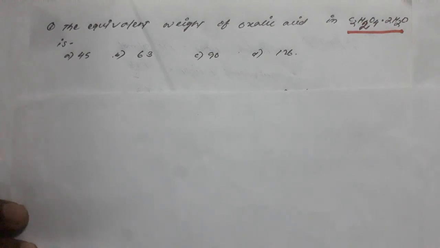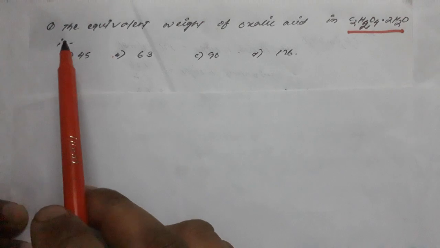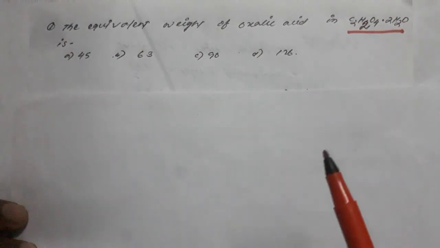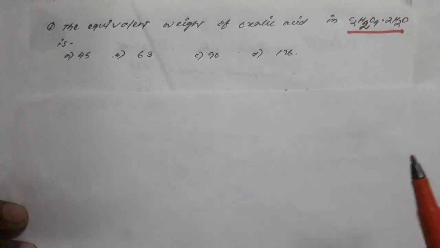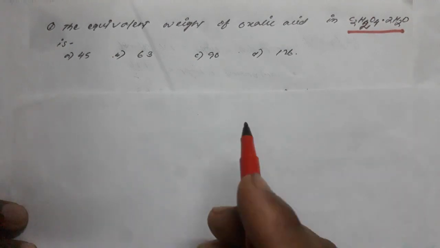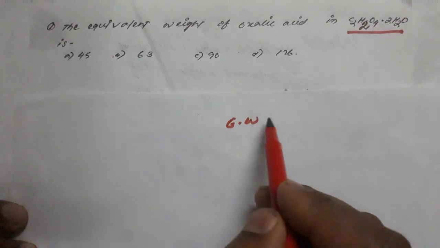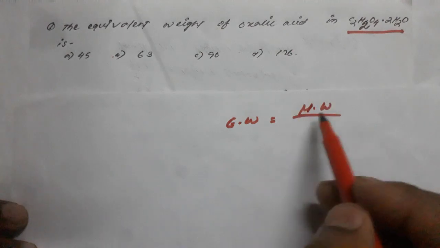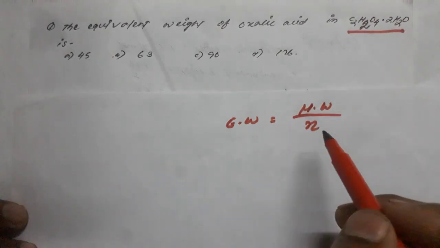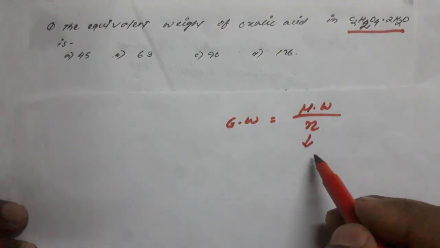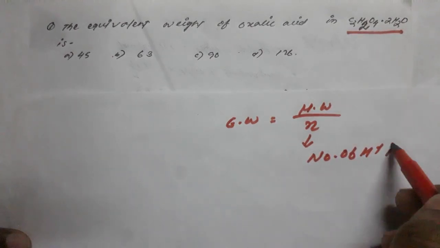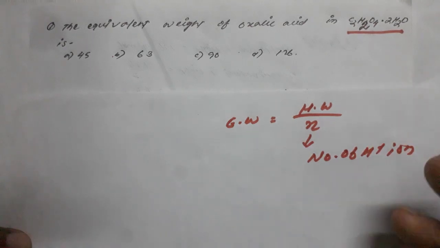So here it goes, the first question, and it says that the equivalent weight of oxalic acid, this formula is what? Now look, regarding equivalent weight, if we have to calculate equivalent weight, then whatever the molecular weight of the compound, we have to divide it by the N factor. And this N factor is nothing but the number of H positive ions that can be provided by the compound in the ionic form.